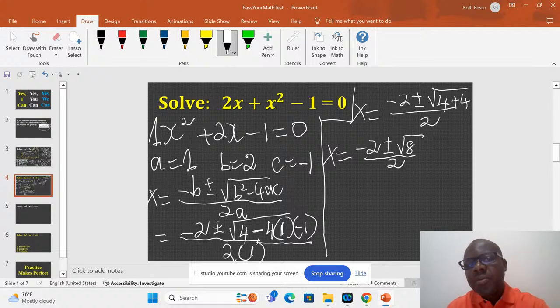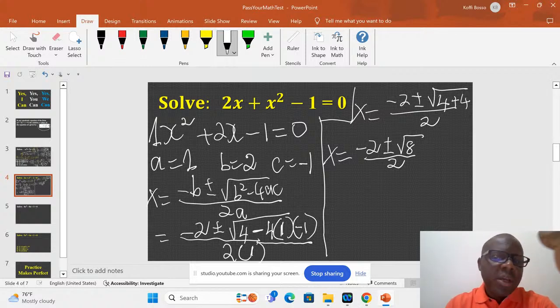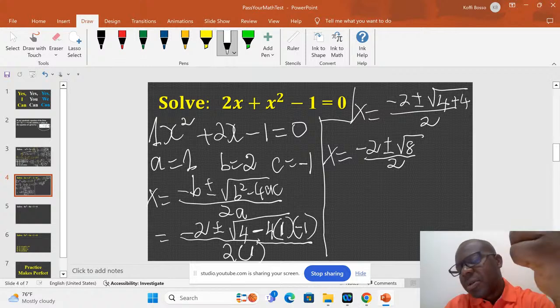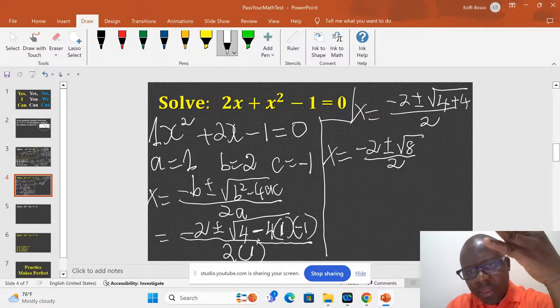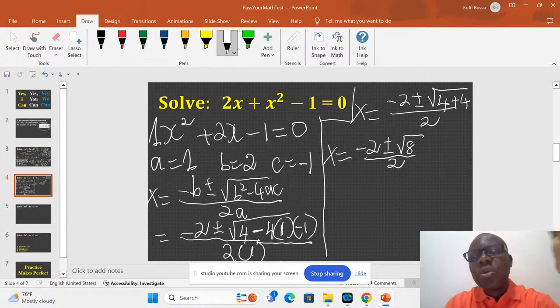So we'll try to simplify this. The tricky part is the square root of 8. 8 is not a perfect square. And probably, if it's a multiple choice, they will not use a decimal. So they have to use a fraction or square root. So we need to reduce or simplify the square root of 8.